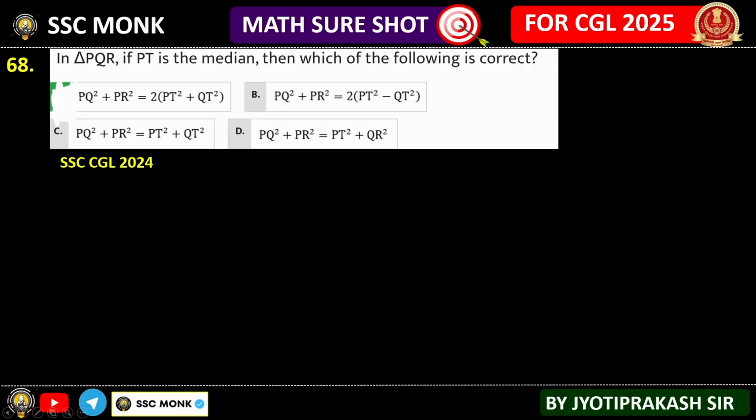Next, PQR is a triangle. PT is the median. Which of the following is correct? PQ square plus PR square. Direct formula, Apollonius theorem. 2PT square plus QT square. Answer option A. Next, this is Apollonius theorem.